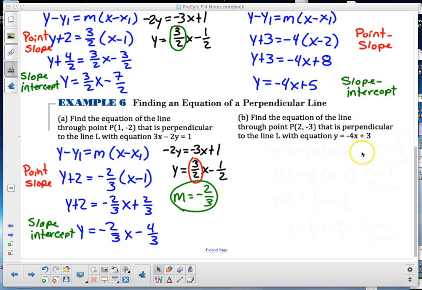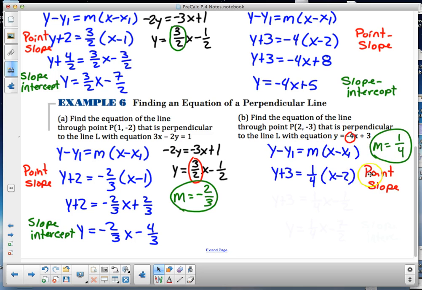Now, welcome back. Here's the deal. You should be able to quite quickly find that your slope is 1/4 and know that you're going to plug it in, 1/4 here. You've got your 2 in for x, your -3 in for y, and now you've got your point slope form. After that, you distribute and solve for y, and you're golden with slope intercept form.